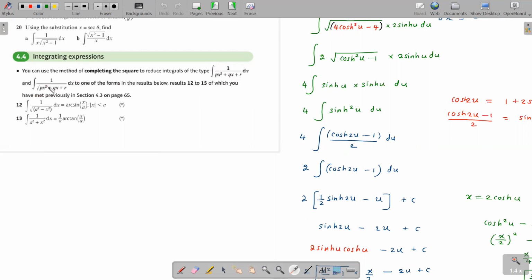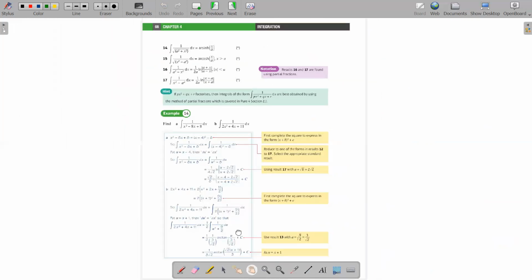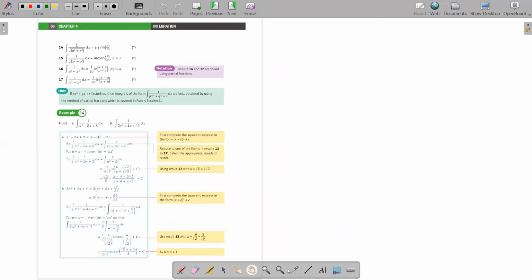Okay, so what we are going to do is use the results that we derived previously. Now these are the rules that we have, right? We have root a square minus x square, a square plus x square, which have 2 terms. So basically what we are going to do is convert this trinomial quadratic expression into this type, and then apply all the rules that we learned earlier. However, I think you can see now they have given you 2 more extra rules here.